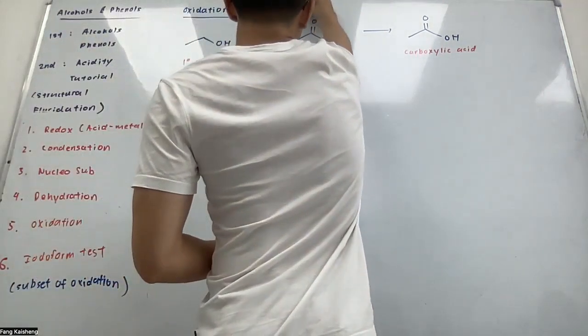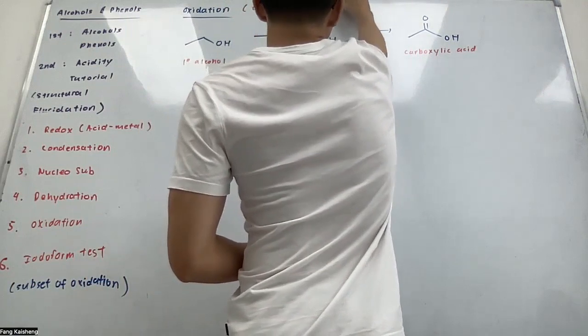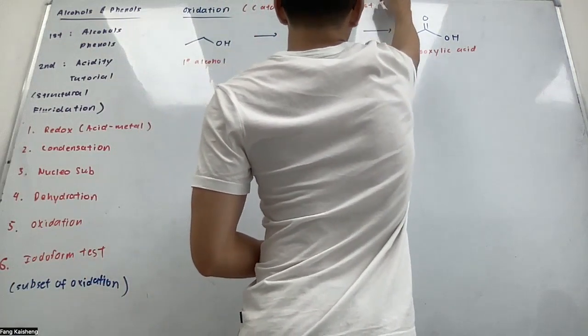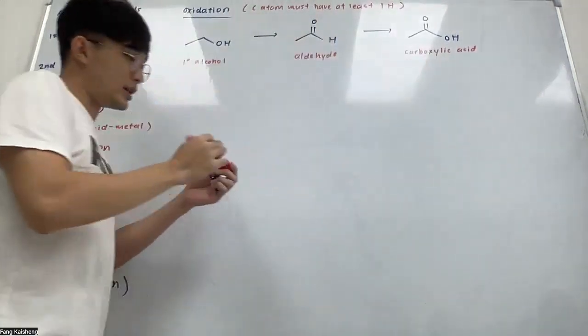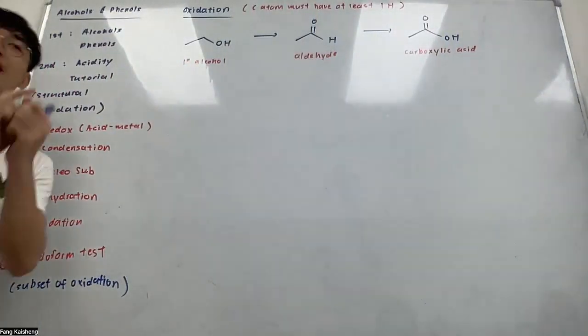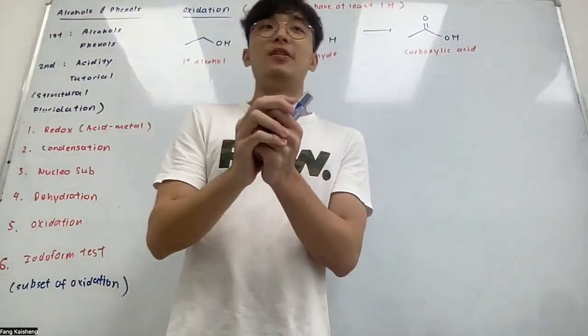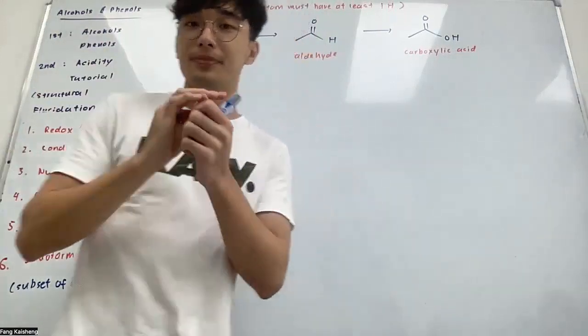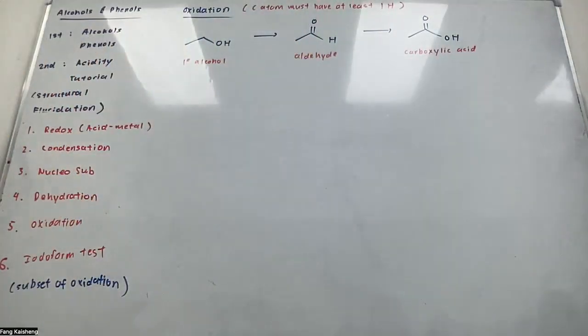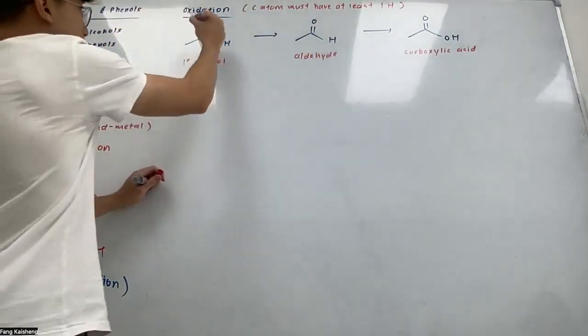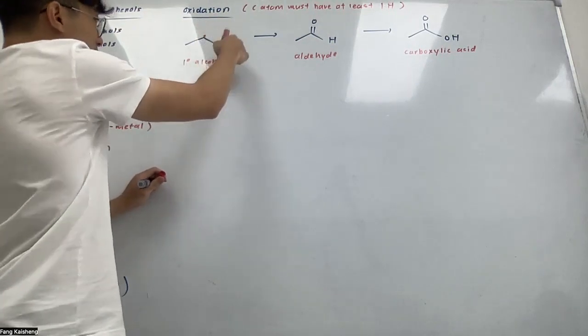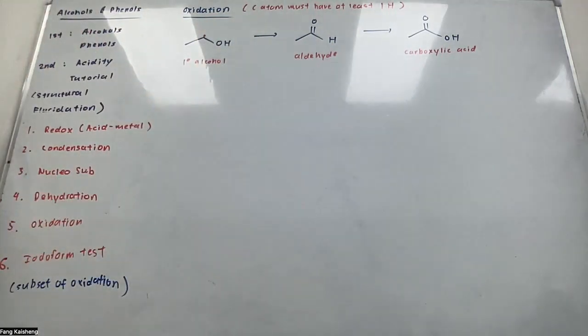The carbon atom must have at least one hydrogen. Take note of this first. The carbon atom must have one H in order to oxidize. If not, it cannot oxidize. So for this example, a primary alcohol, we look at the carbon bonded to the functional group. Does it have an H? Yes, so it can oxidize.